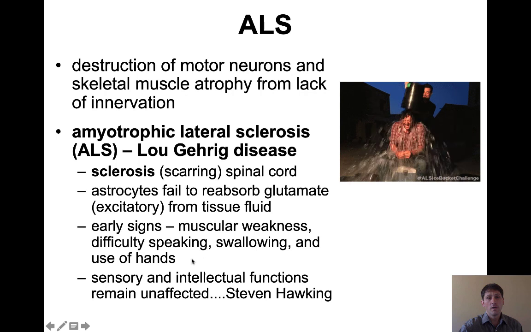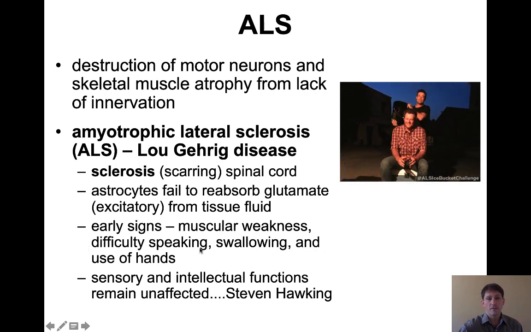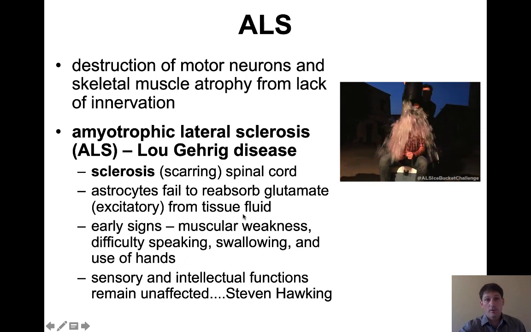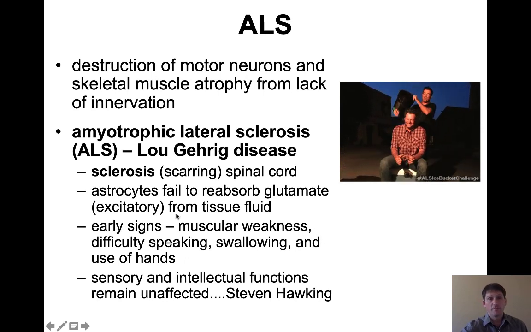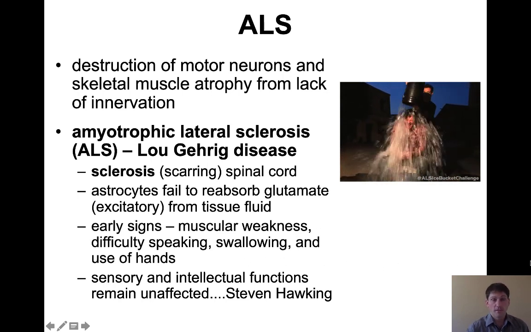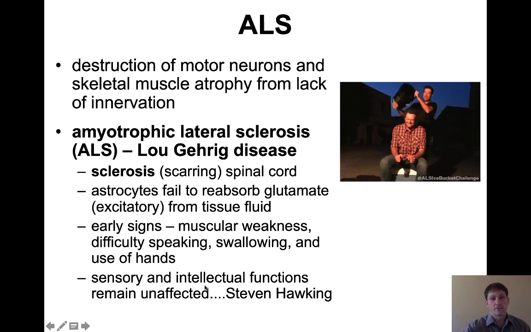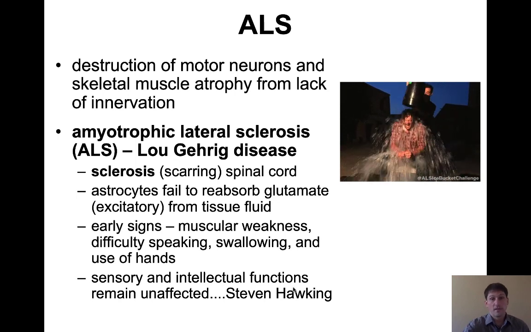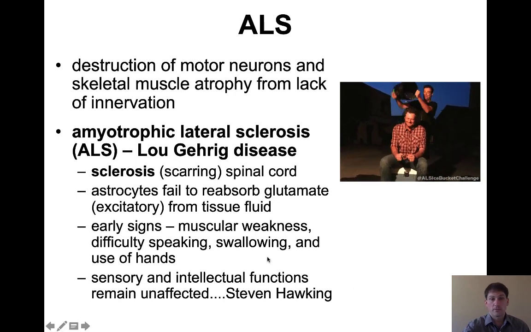Some early signs are muscular weakness, difficulty speaking, swallowing, or the use of hands. But as the body and these motor neurons tend to break down, we lose our ability for normal functioning, but it rarely affects our sensory and our intellectual function. So sensory information can still come in, the brain can still work fine, and Stephen Hawking is an excellent testament to that ability to keep his intellectual function going.